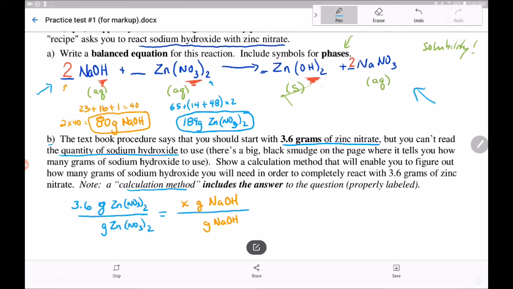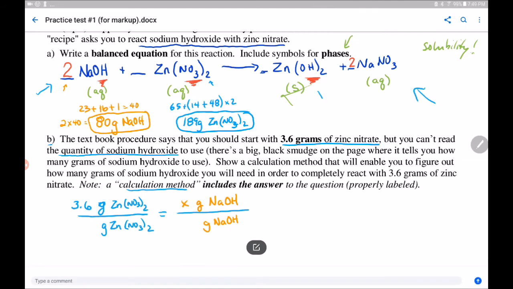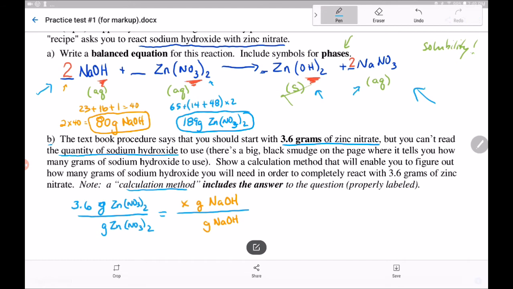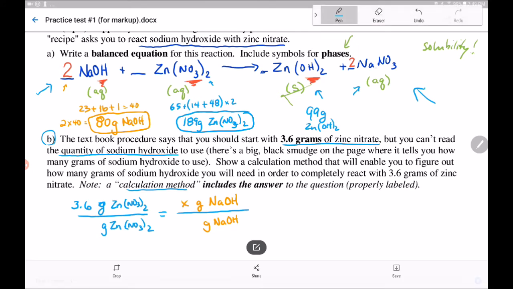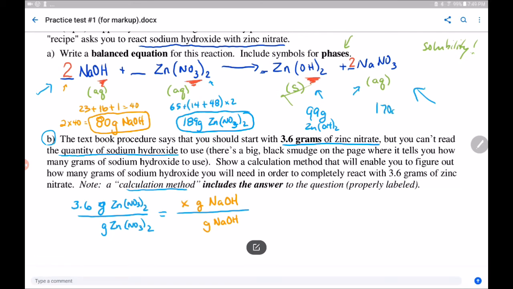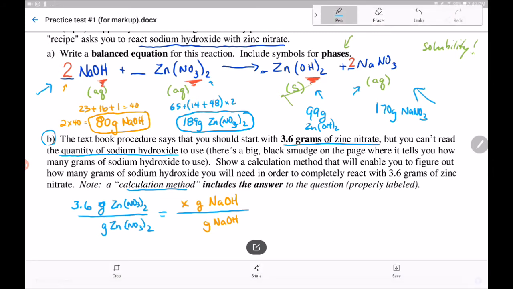So you could continue with the other substances in the chemical equation. They're not needed to solve 14b, so I'll show you the numbers, but I'm not going to say how I got them. This is 99 grams of zinc hydroxide, and this is 6285. This is 170 grams of sodium nitrate. Okay, I'm not circling them. They're not important. But you can see that the total mass will add up on the right and the left, which is a good sign.